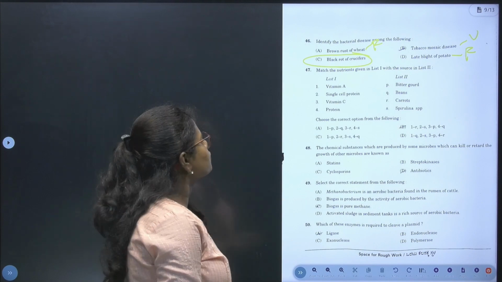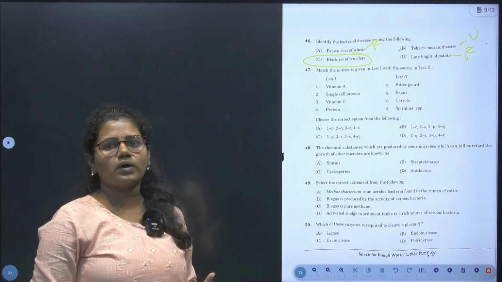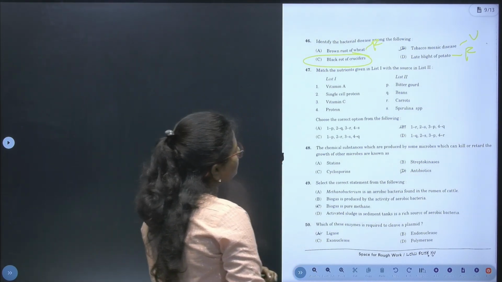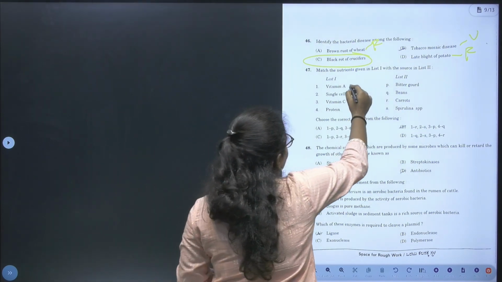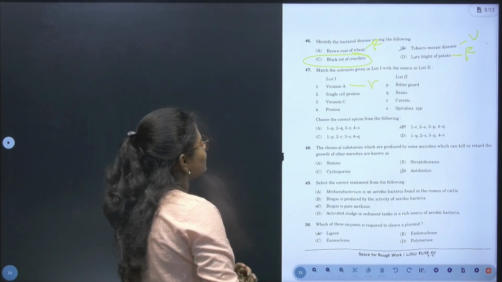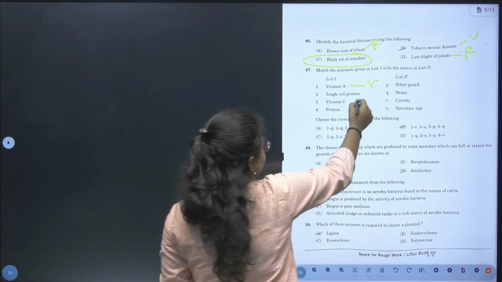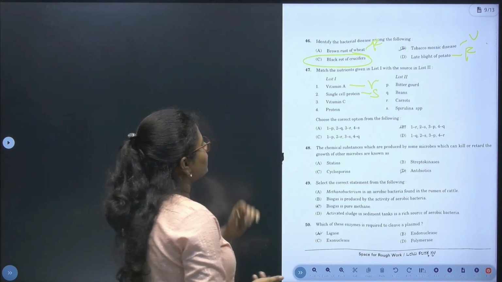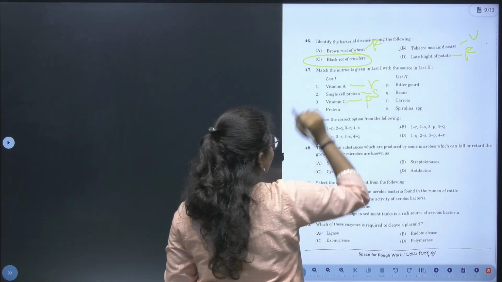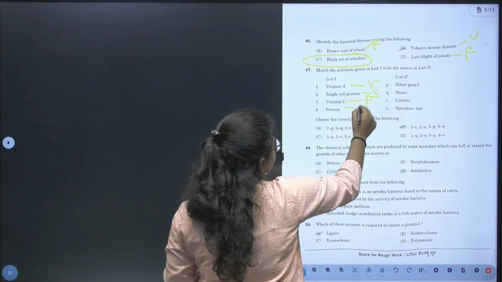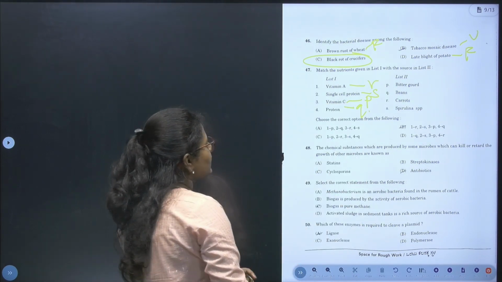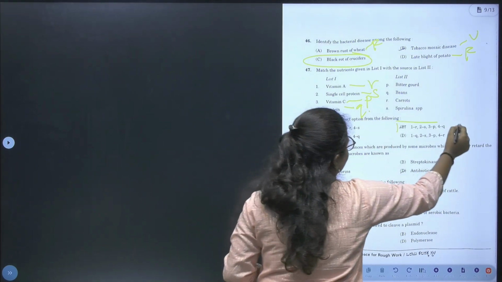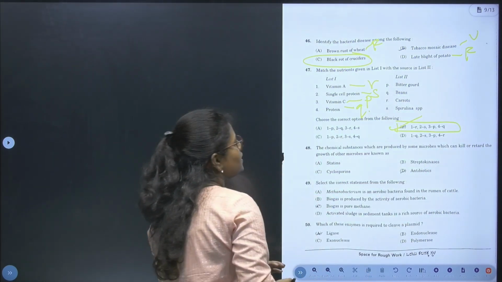Next, we have the match the following type of question. We have list 1 and list 2. Let's match it. Vitamin A is rich in carrots, that is R. Single cell protein is spirulina, that is S. Vitamin C is rich in bitter gourd, that is P. Beans are rich in protein, that is Q. So here it is R, S, P and Q. So the correct answer here is B. B is the correct answer.